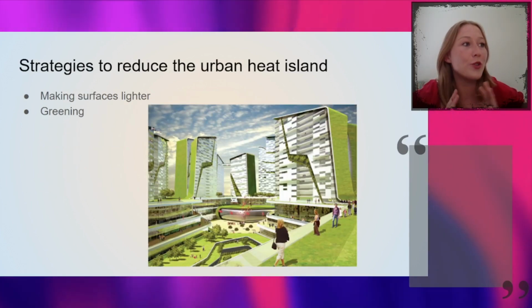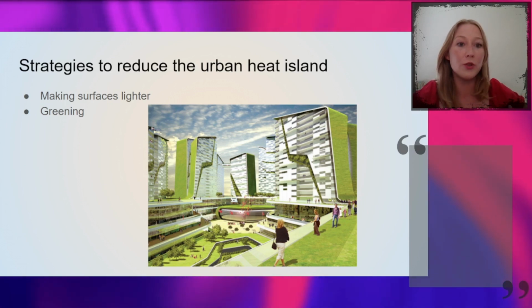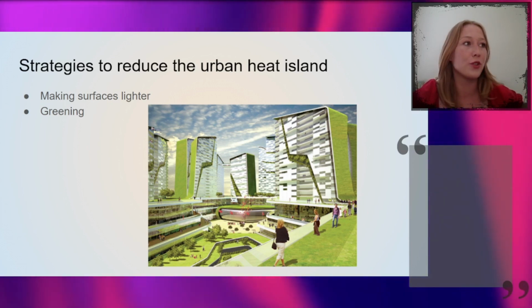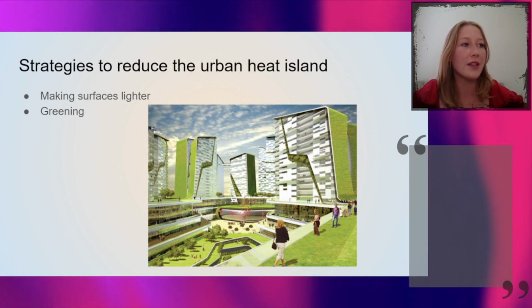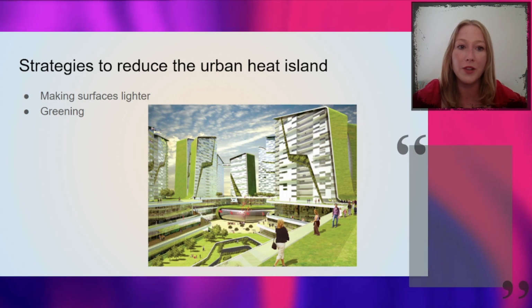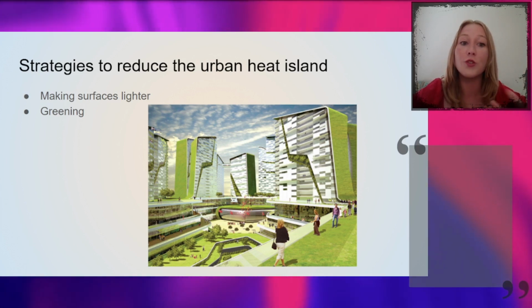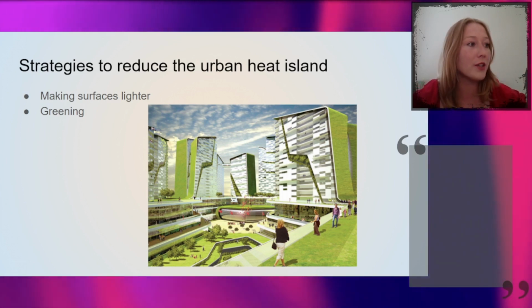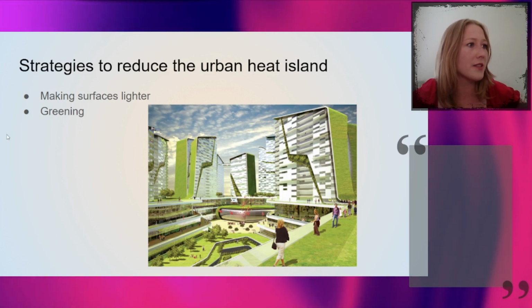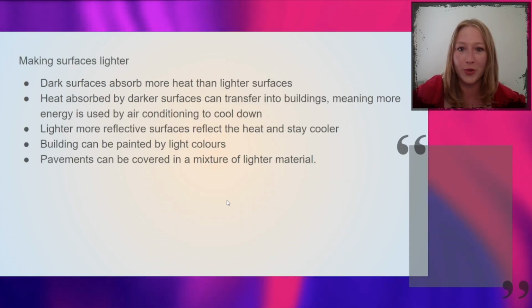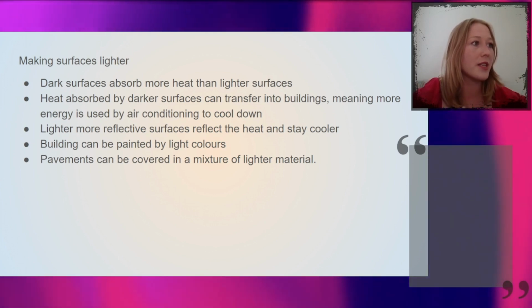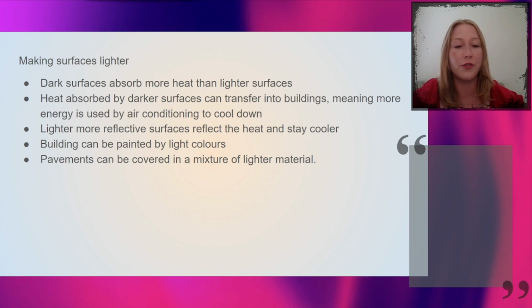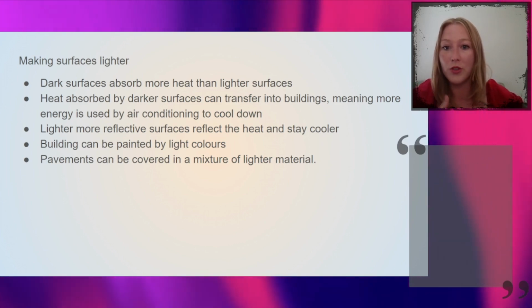There are two main things that city planners can do to try and reduce the urban heat island effect. That basically comes down to making surfaces lighter and greening. Making surfaces lighter is quite straightforward. It could be anything from repainting things to using different types of materials when we construct things.